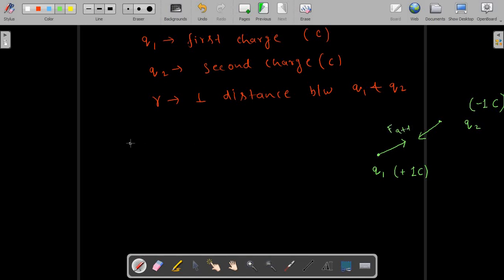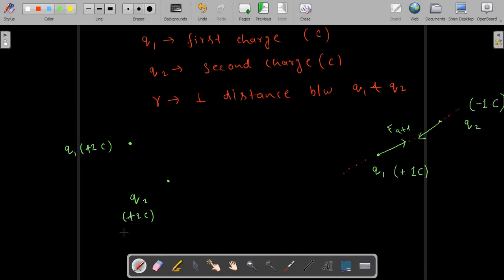Always see on which line the force will exist. It will exist on this perpendicular line, the shortest distance possible between Q1 and Q2. Suppose this is Q1 and Q2. Q1 is plus 2 Coulomb and Q2 is plus 2 Coulomb as well. How will the force act? Since they are like charges, what kind of force will it be? Repulsion or attraction?